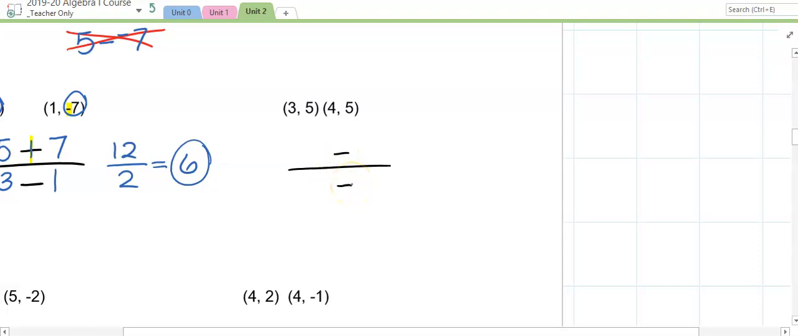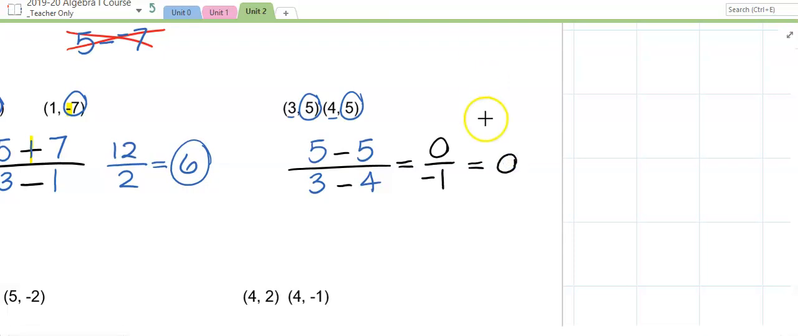There's my slope formula. I'm going to circle the y's and drop them in. 5, 5. Then 3, 4. Now I'm going to do my arithmetic. 5 take away 5 is 0. 3 take away 4 is negative 1. 0 divided by anything is just 0. So that's my answer.